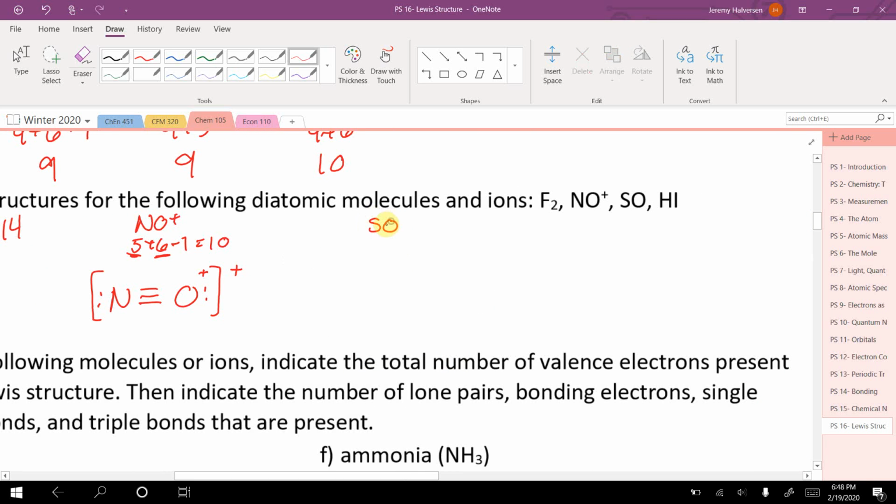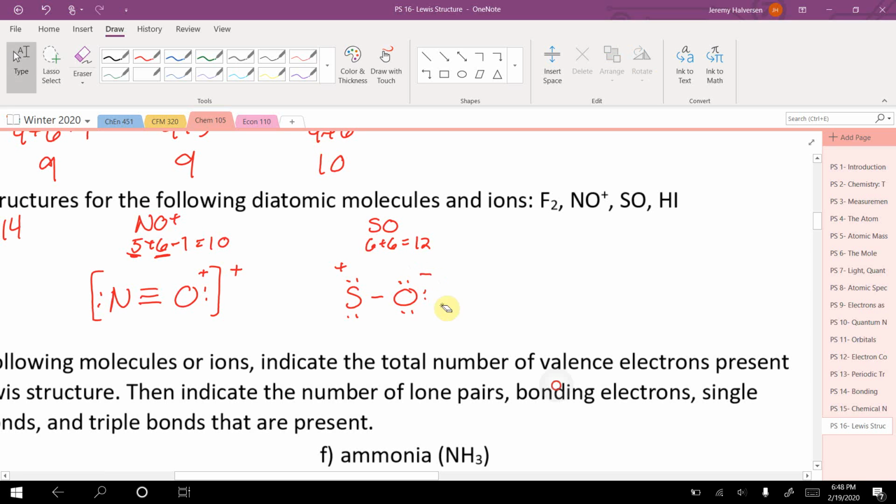All right, SO: sulfur has 6, oxygen has 6. That gives me 12. Sulfur to oxygen. I'm going to fill up the most electronegative first. So 2, 4, 6, 8, 10, 12. Now assign formal charges. 1, 2, 3, 4, 5. It usually has 6, so that's +1. 1, 2, 3, 4, 5, 6, 7. Usually has 6, so it's -1.